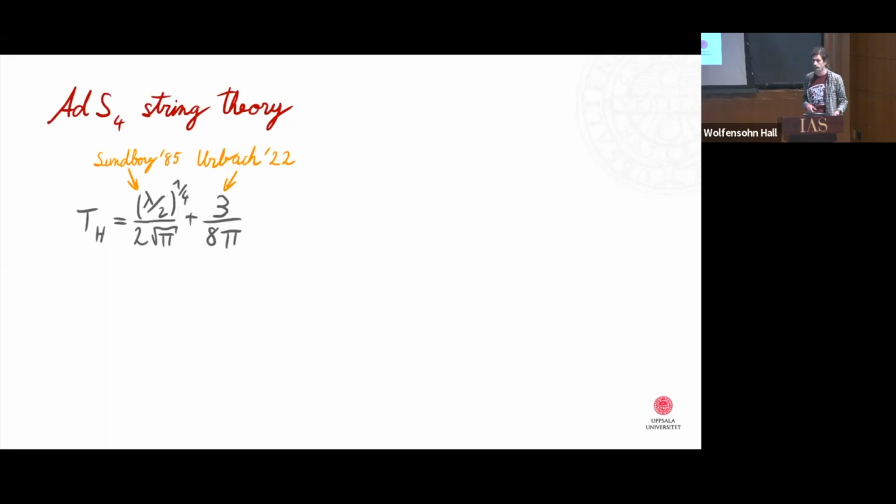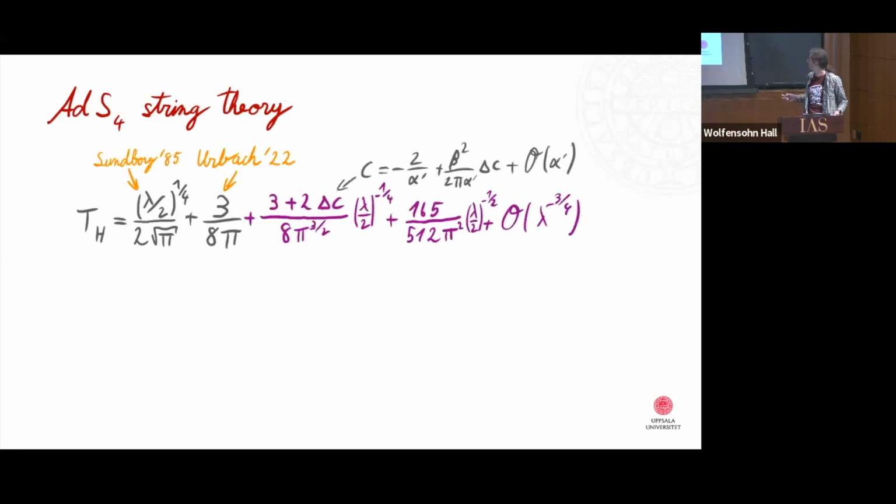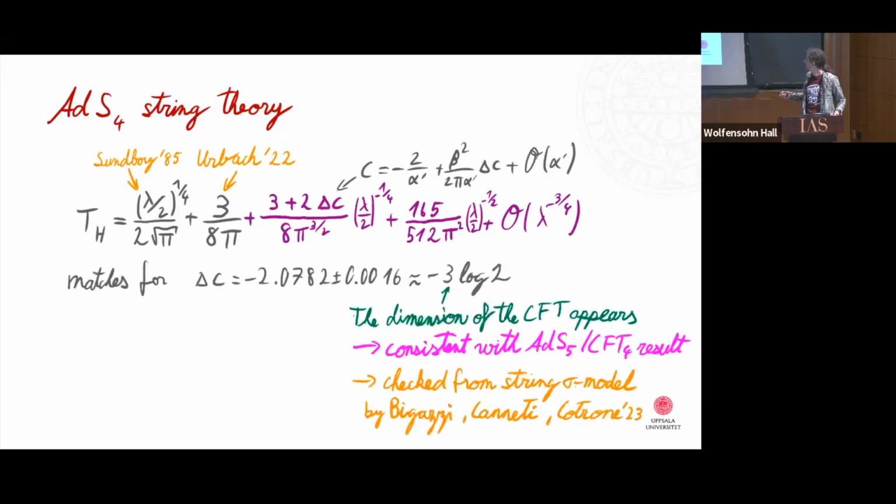From an effective perspective, we computed 2 additional terms to this expansion. And this lambda to the minus a half term matches exactly with what we find from the numerics. Now, in our effective approach, this shift in the zero-point energy of the string is not determined, so this term is not completely determined, but we can determine what this delta C is from our numerics, and we find that it's compatible with this -3 log 2 value, and this is consistent with also what the computations we did in AdS5 CFT4, and it has since also been checked by these authors.